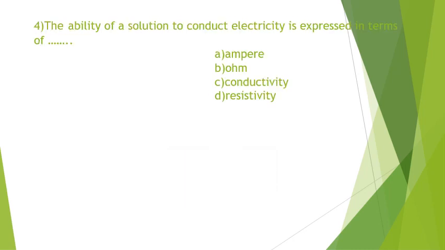MCQ number 4. The ability of a solution to conduct electricity is expressed in terms of: option A, ampere; option B, ohm; option C, conductivity; option D, resistivity. And our correct option is option C, conductivity. The ability of a solution to conduct electricity is expressed in terms of conductivity.